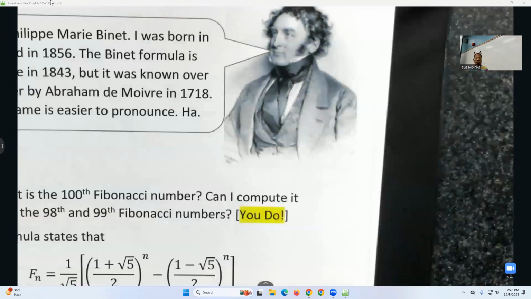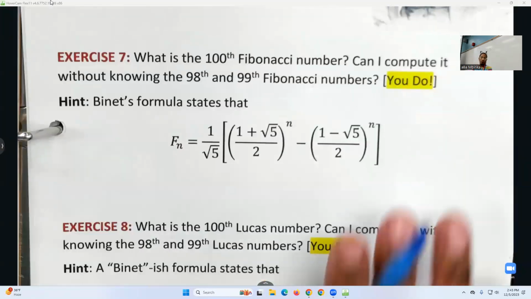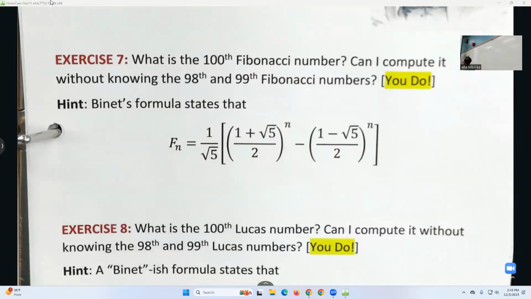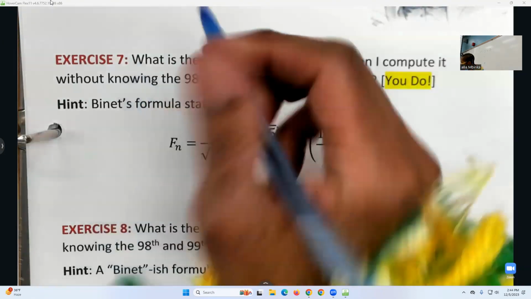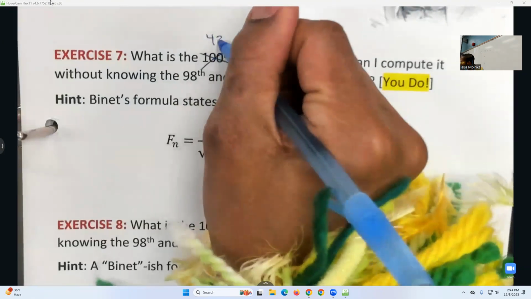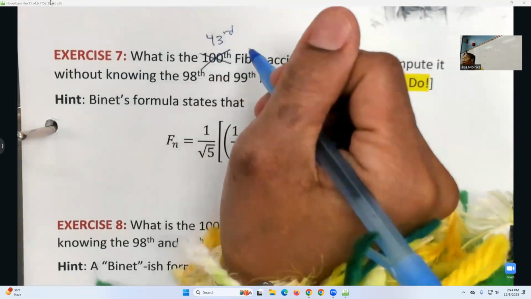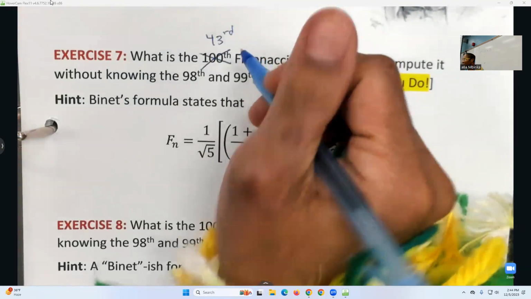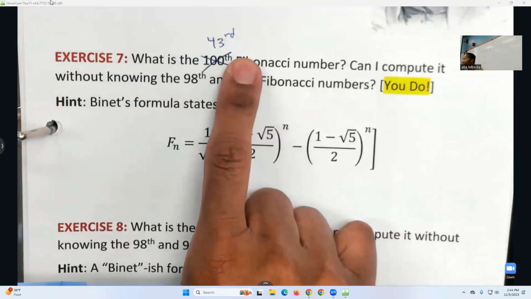Okay, let's go back to this Binet formula. So one question I'm going to ask: what is the 100th Fibonacci number? Well, it's just too big for even Desmos. So let's change this to say, what is the 43rd? Reed, can you make a note about changing that from 100?